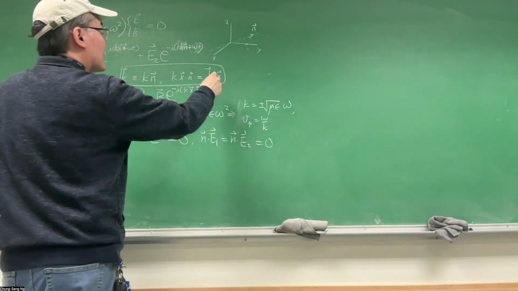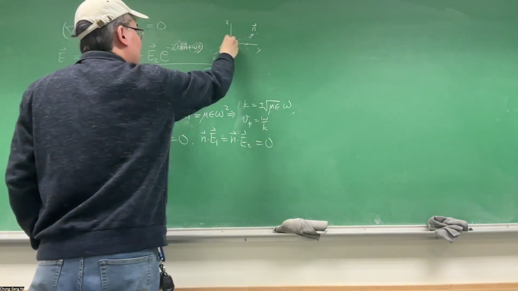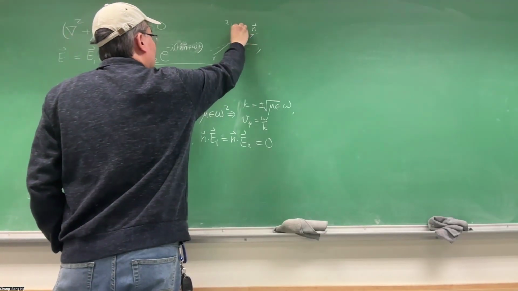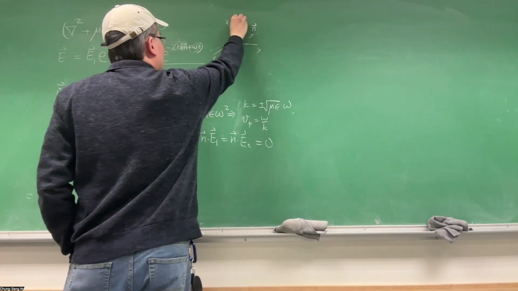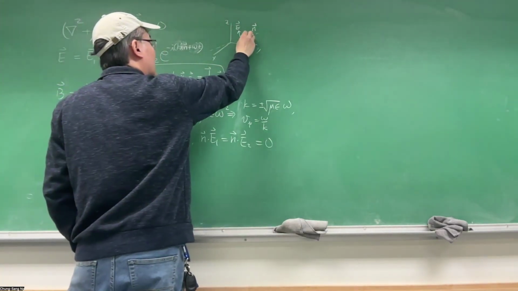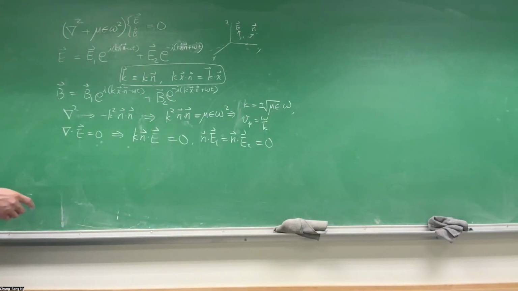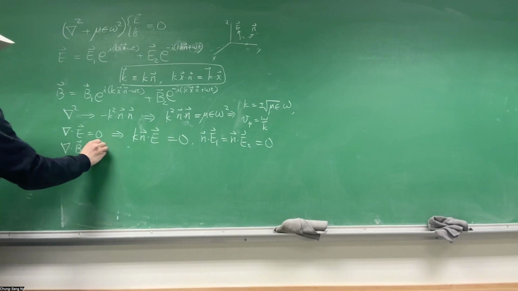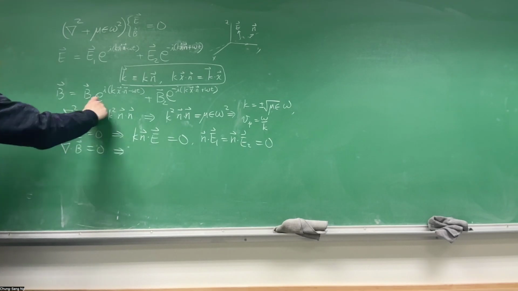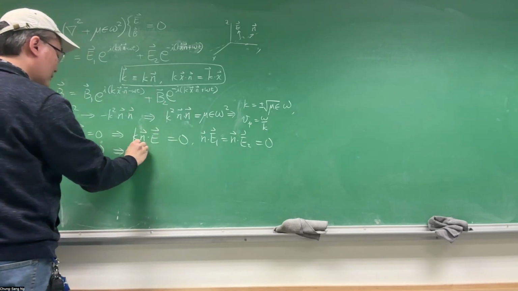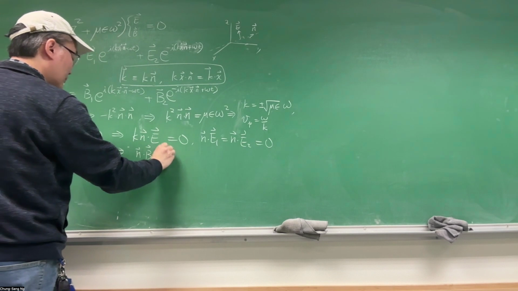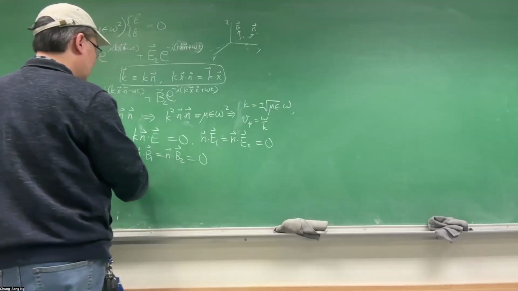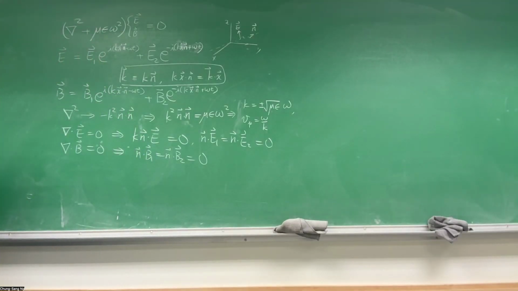So the electric field, E sub 1 or E sub 2, must be perpendicular to the propagation direction. Okay, and likewise, divergence B is zero. So the same thing applies here. So n dot B sub 1, n dot B sub 2, the n dot B is also zero. But that's trivial.